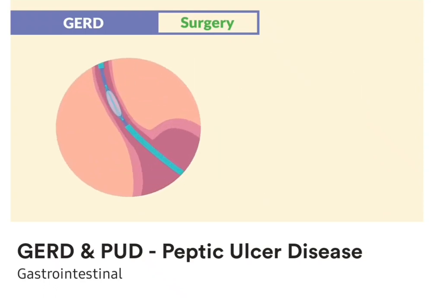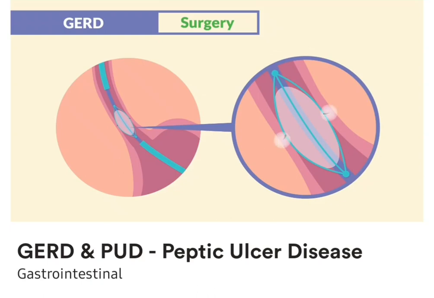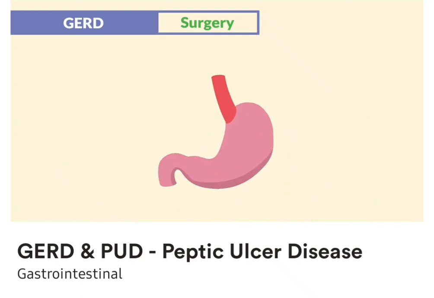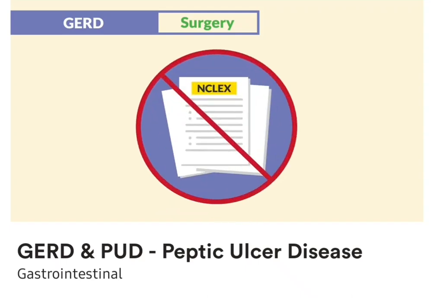So we can use a Stretta procedure that delivers radio frequency energy through electrodes to tighten up that LES. Or we can do a fundoplication, where we wrap the upper curve of the stomach, called the fundus, around the esophagus and sew it shut. This helps tighten the esophageal sphincter, but again, it's not really tested on the boards. So you don't really have fun with a fundoplication.